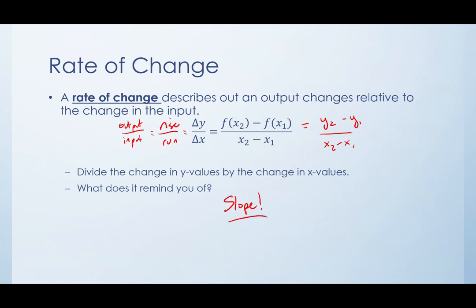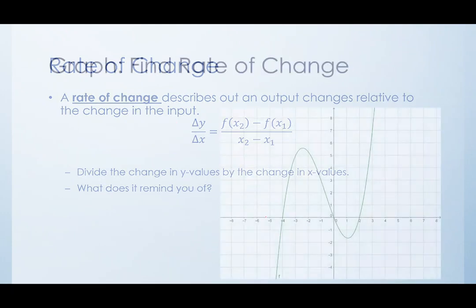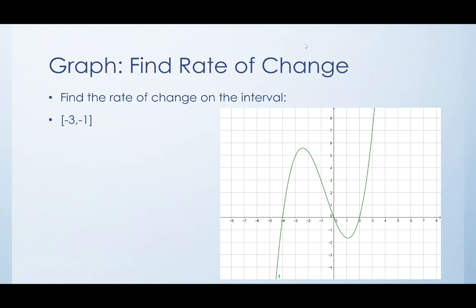right? Except that when we talk about slope, we're usually talking about slope of a linear function, and with rate of change, it could be any type of function. But calculating it, we're really just talking about dividing the change in the y values by the change in the x values. So for instance, we have this graph here, and we want to find the rate of change on the interval -3 to -1. So we've got -3 to -1, and we've got to look at what our function values are at those places. And it looks like we've got the point -3, 5, and -1, 3.